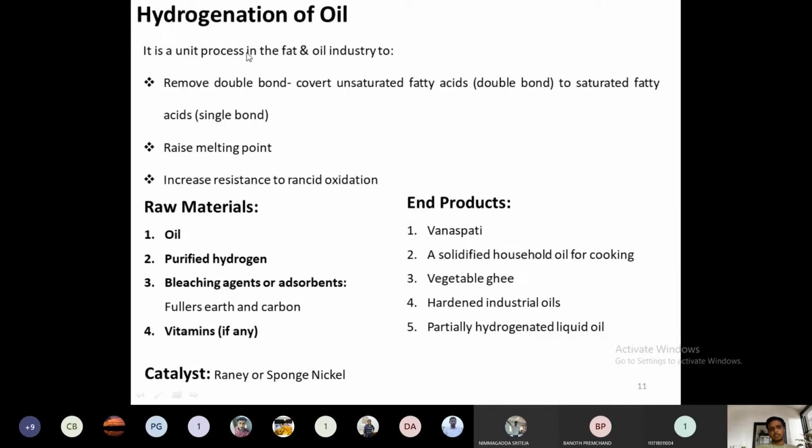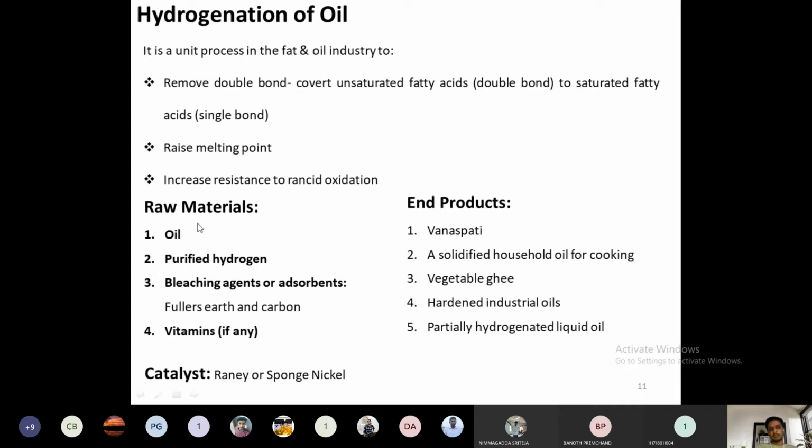So hydrogenation of oil is nothing but a conversion of unsaturated fatty acids to saturated fatty acids. In other words, we can say that it is the removal of double bonds. When we do so, we can raise the melting point of an oil and increase its resistance to rancid oxidation. Then, what are the raw materials required for this hydrogenation of oil?